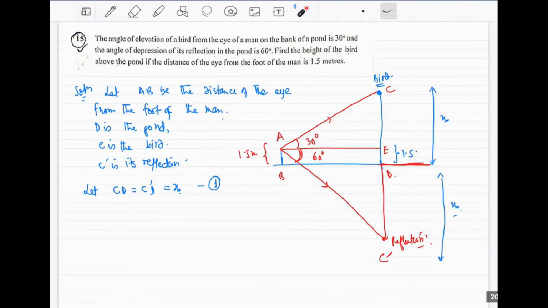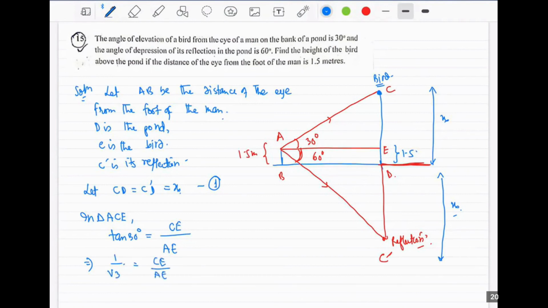Now consider this triangle. In triangle ACE, we have to use tan 30 degree. It will be opposite by adjacent. Opposite is CE, adjacent is AE. So tan 30 degree, let's just put in the value. It will be 1 by root 3 is equal to CE by AE. We are not going to change anything. Let's put this as equation number 5.